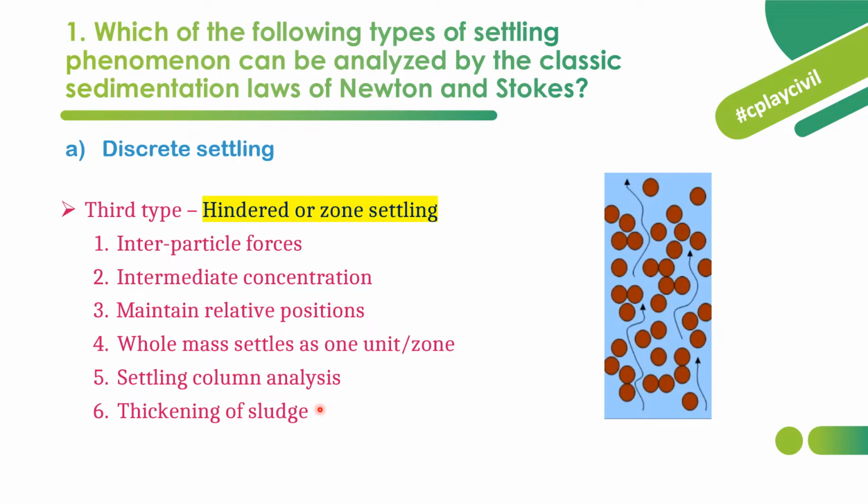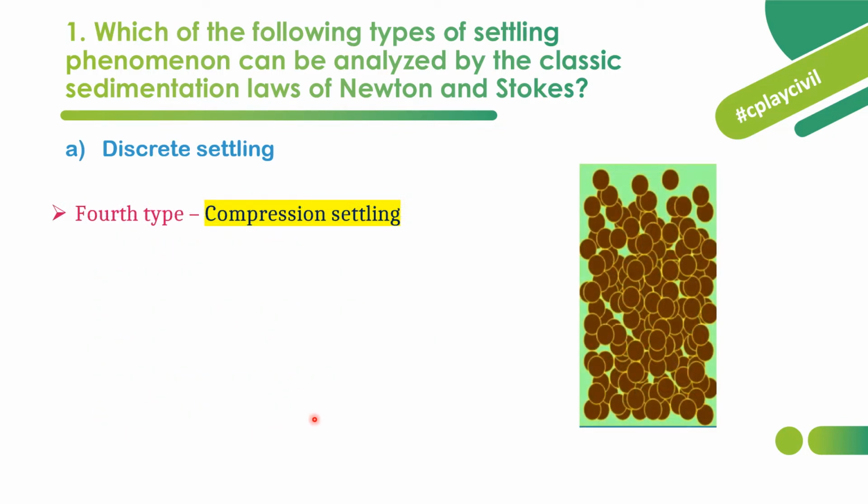This thickening of sludge is already dealt with in the sewage treatment video. Please watch that video so that you may know about the thickening of sludge. And the fourth type is compression settling. Now we shall see about this.